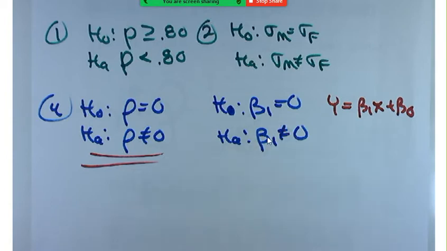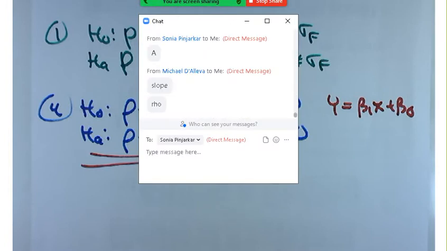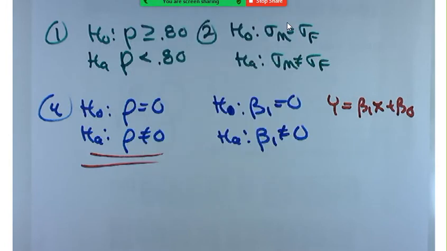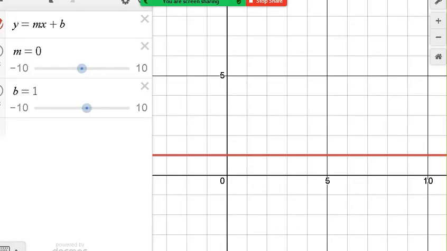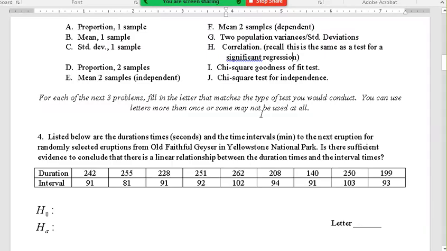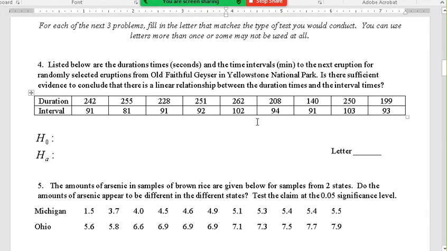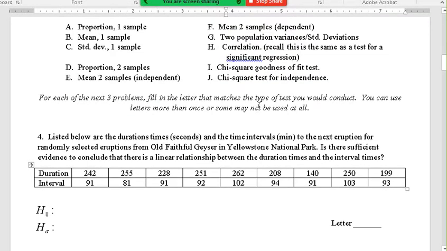Let me check the chat here real quick. All right, thank you, Michael. Let's get rid of you. There we go. So the correct answer on this one would have been H, as a correlation.